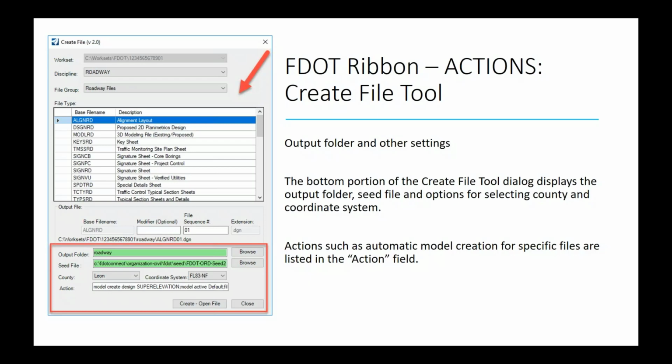The final field in the dialog displays actions that will be run when the file is open. These actions are often the creation of additional models in the file. You can see in this screen capture the number of models being created in the align RD file. The Create File tool requires that the file be opened immediately after creation so that these actions can be run. That's why it says Create Open File on the button instead of just Create and Open. And of course, if you want to close the dialog, simply select the Close button on the bottom right.